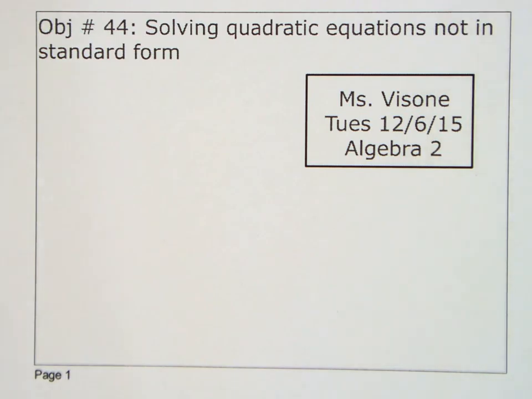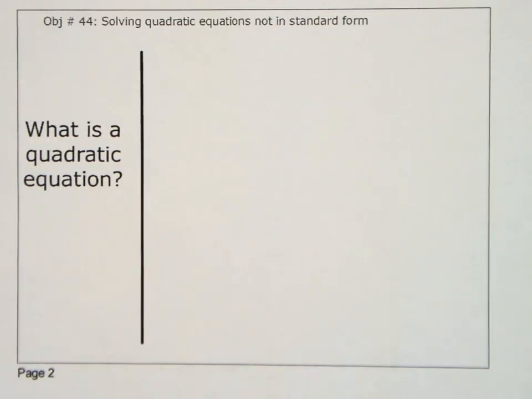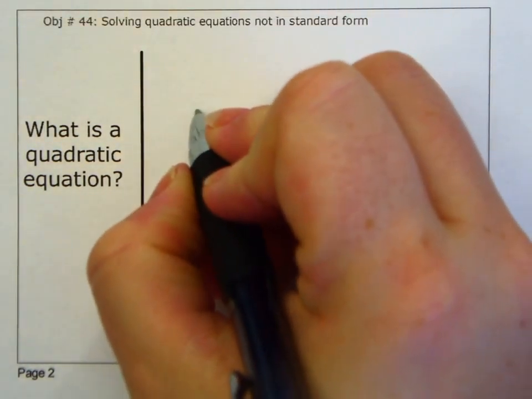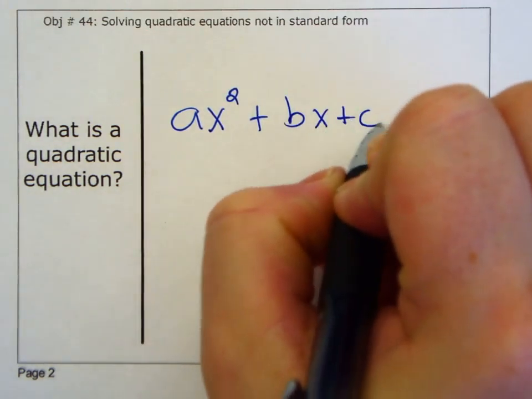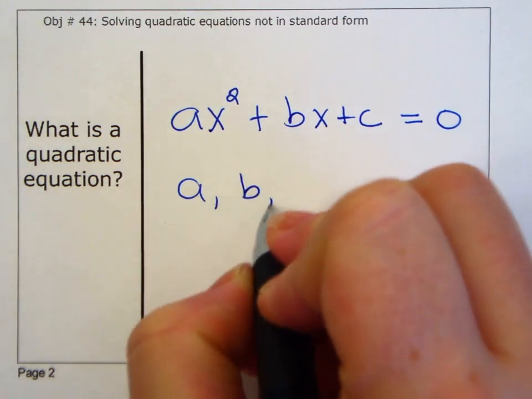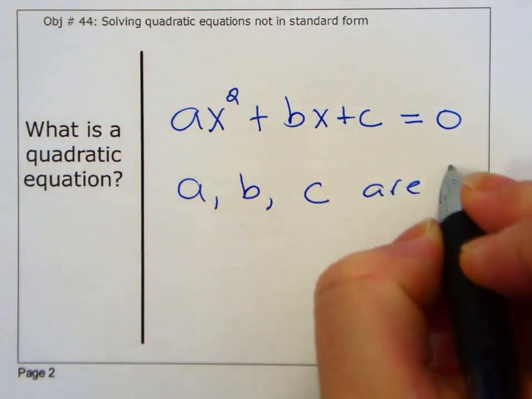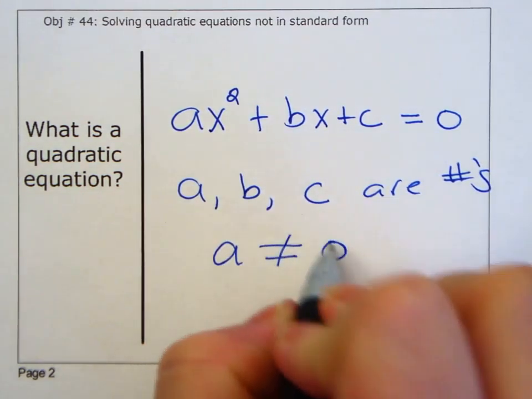Hi, this is Ms. Bazone, and this is solving quadratic equations not in standard form. Okay. So again, this is the third time. What is a quadratic equation? A quadratic equation is something that looks like ax squared plus bx plus c equals 0. A, b, and c are real numbers, and a cannot equal 0. Okay?